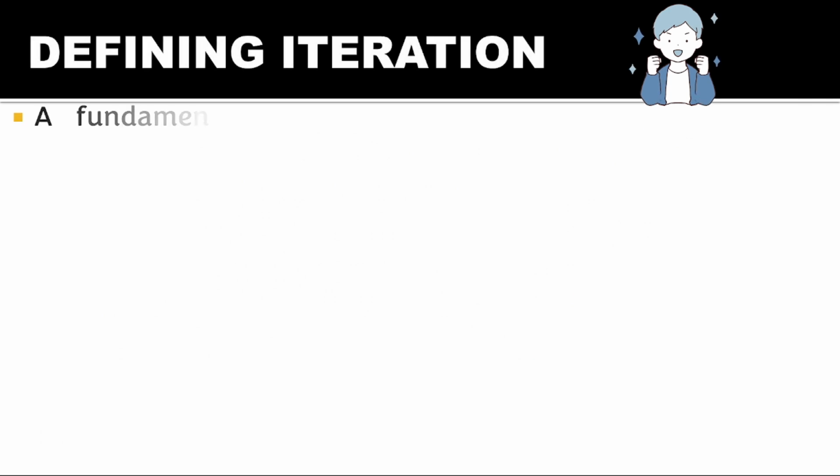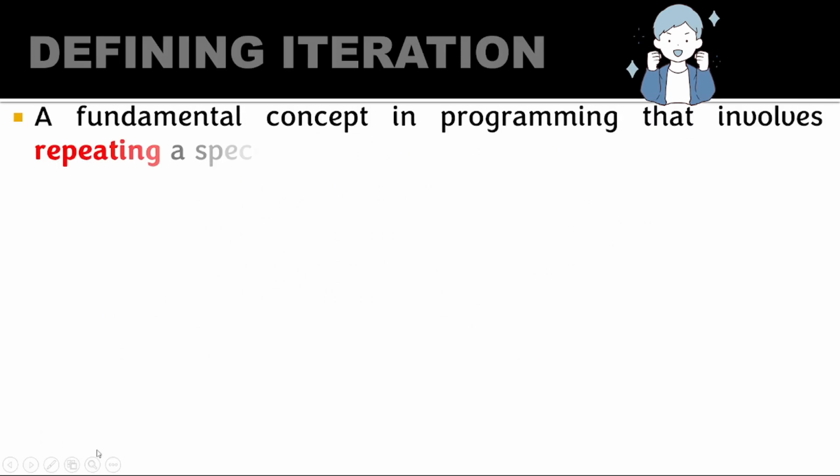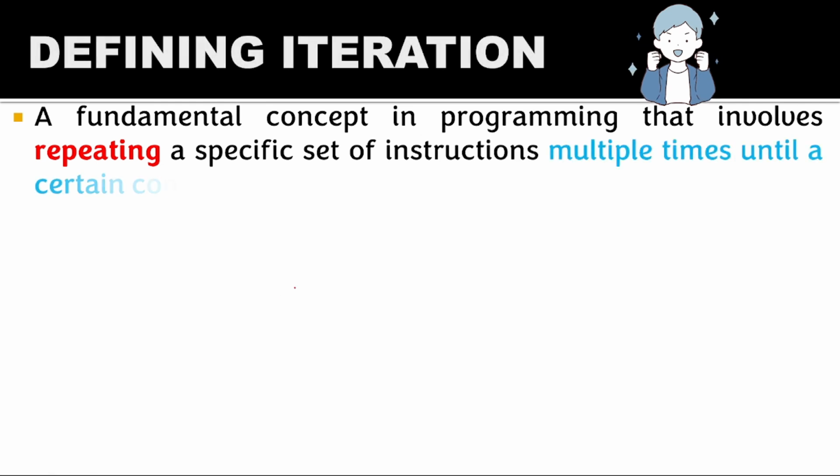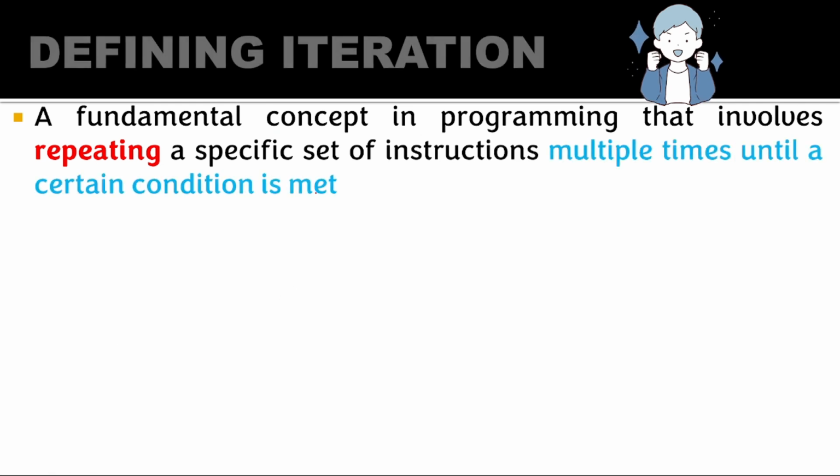Defining the iteration construct, it's a fundamental concept in programming that involves repeating a specific set of instructions multiple times. So here's a simple example. You have been asked to print your name, let's say, 2 times. It's easy for you to print your name 2 times. You will write printf for your name and printf your name again, which will print your name 2 times on the standard output device.